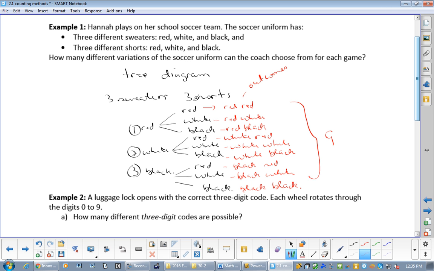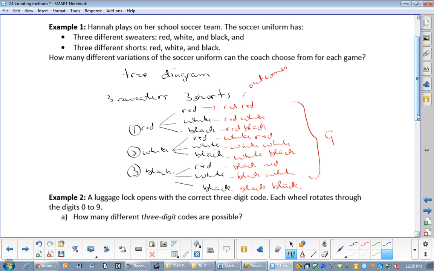Now there's so many questions that could be asked here. Okay? So they could just say, what are the chances that Hannah would wear all red? It's a 1 out of 9 chance, right? You see it right there. There's the red, red. There is only one of them.